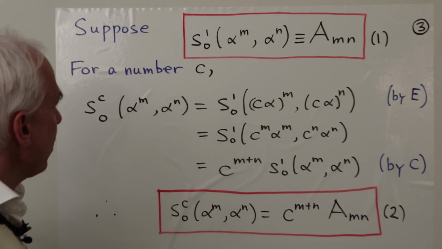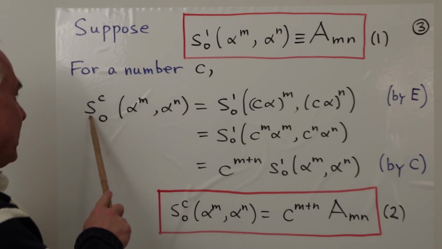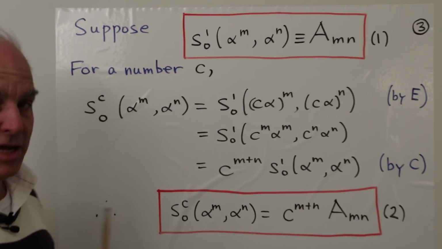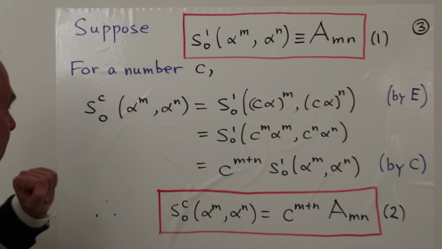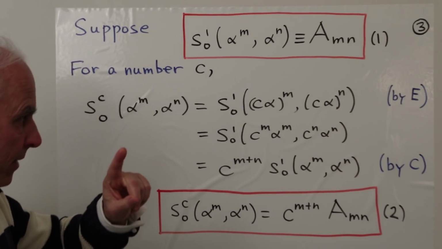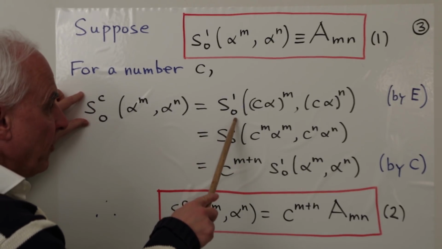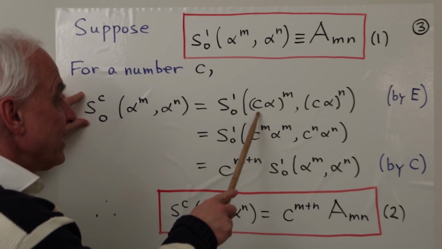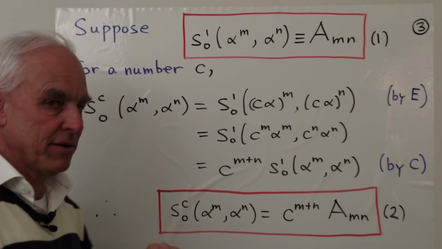Okay, now let's observe that for any number c, if we're interested in the signed area from 0 to c of the same curve, alpha to the m, alpha to the n, then by the dilation property E, we can rewrite this as the signed area from 0 to 1 of c alpha to the m, c alpha to the n.